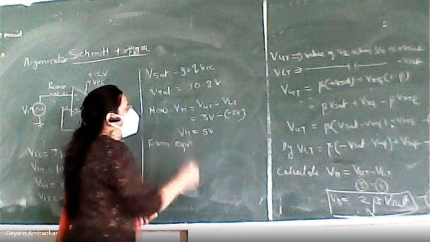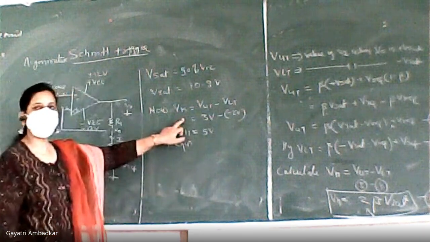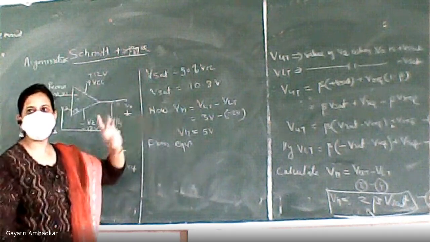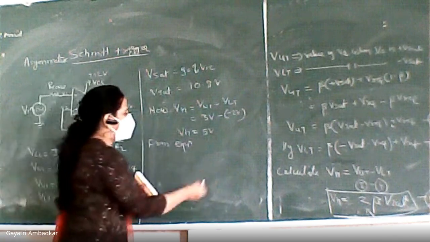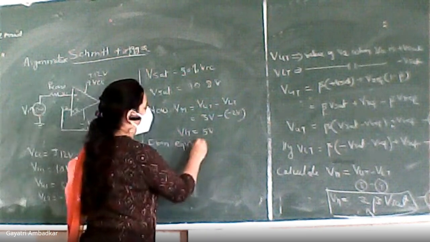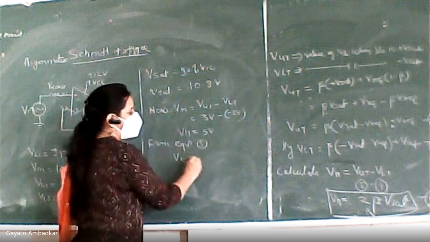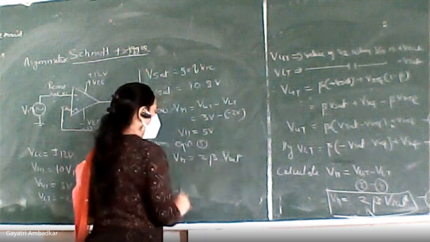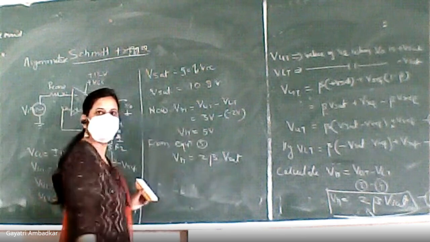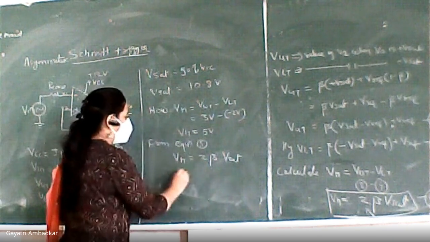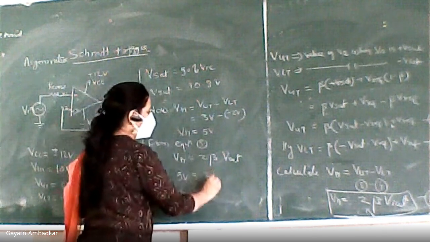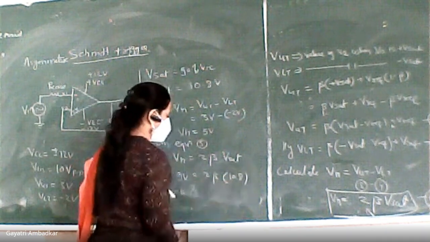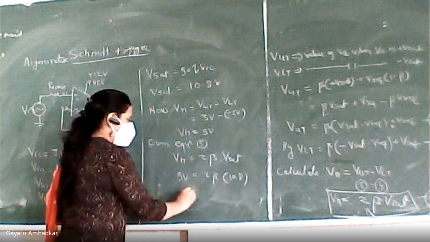You understand which type of Schmitt trigger this is? VUT, VLT are different. Means this is an asymmetrical Schmitt trigger. Okay. Now what is your VH from equation 5? VH is also equal to 2 times beta into VSAT. And VH is also equal to 5 volts. So I'll write, therefore, 5 volt is equal to 2 times beta into VSAT, 10.8 volt. So from this you can calculate beta.